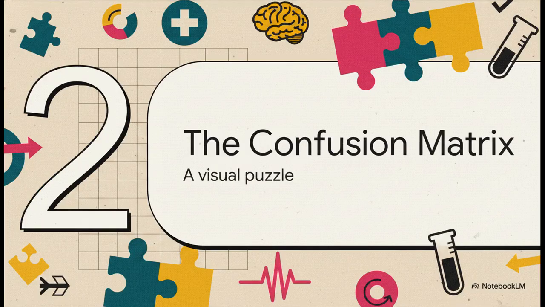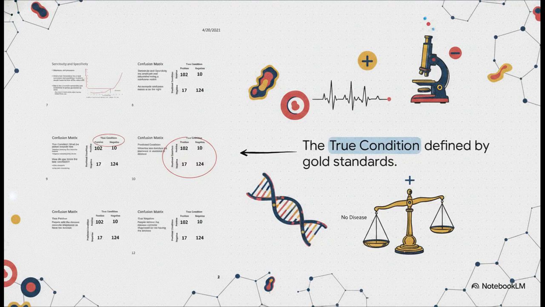Moving right along to section 2, the confusion matrix. Okay, now that we've got our 2 hero metrics down, we need a mathematical framework to actually track them. Enter the confusion matrix. We're going to treat this matrix exactly like a visual puzzle. Let's start deconstructing this step by step, starting right at the top.